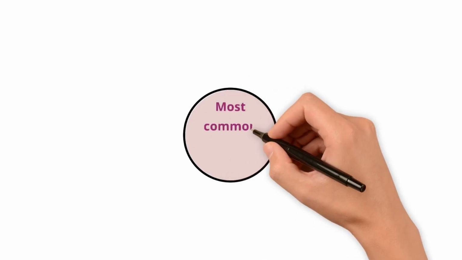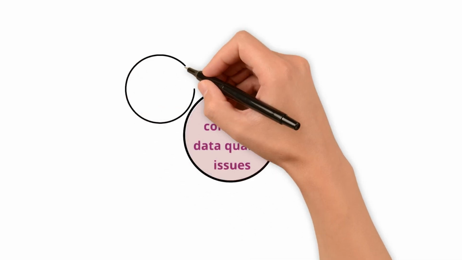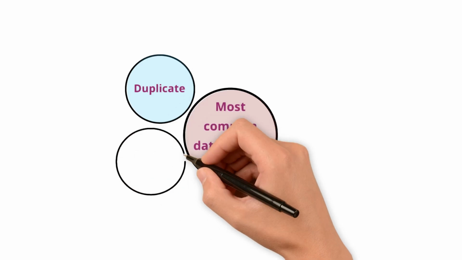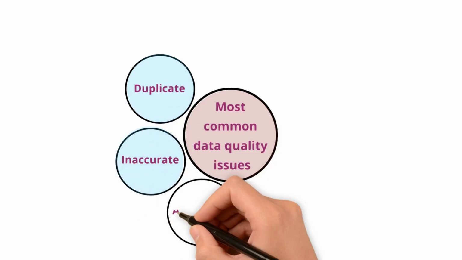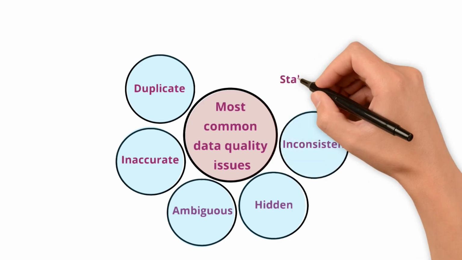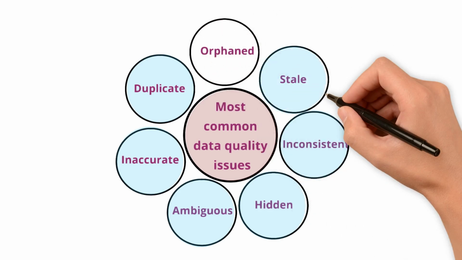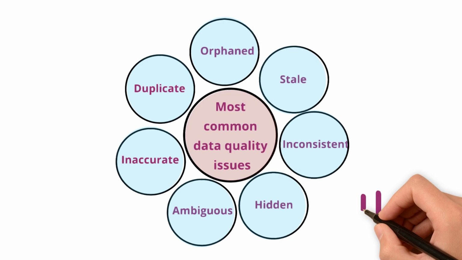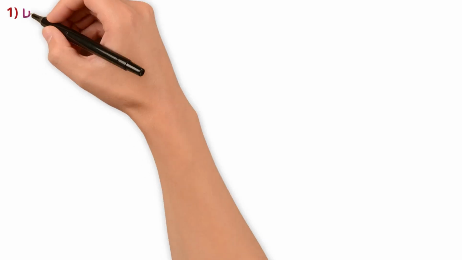Now, what are the most common data quality issues? They can be duplicate, inaccurate, ambiguous, hidden, inconsistent, stale, and orphaned data. Let's get to what each of these signifies. First one, duplicate data.